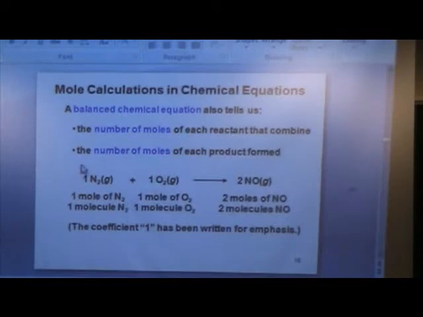Okay? Sometimes you have 1 and 2. So how many nitrogen do you have on this side? 2. How many oxygen on this side? 2. How many nitrogen on this side? 2. How many oxygen on this side? 2. So it means that the equation is what? Balanced. The equation is balanced. So we balance the chemical equation to indicate that the total amount of the reactants equals the total amount of the products.